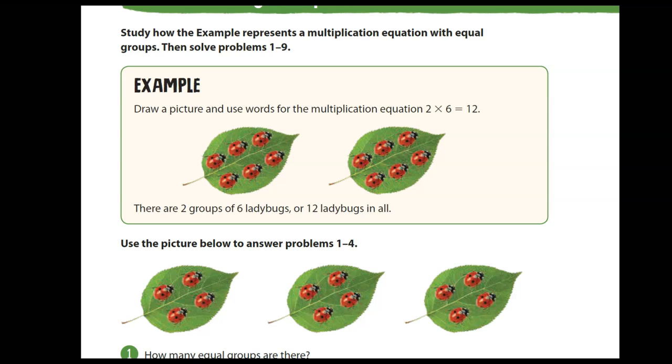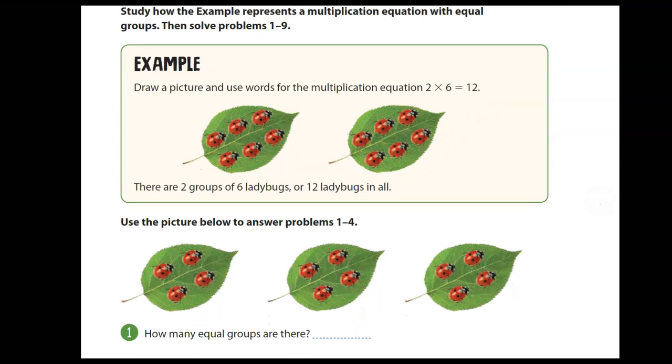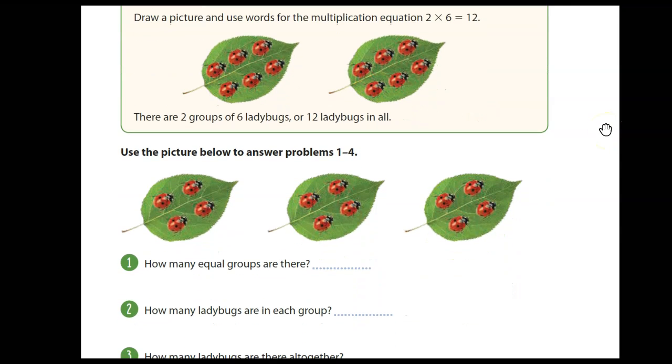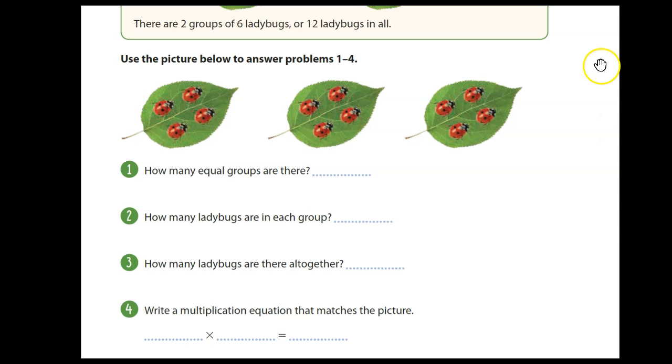How many groups do I have? How many groups right here? 1, 2. Okay, and how many ladybugs in each one? 6. How many on each leaf? 6. See, because it's 2 times 6. Altogether, I get 12. Okay, so we're going to use this one to answer the questions at the bottom together.